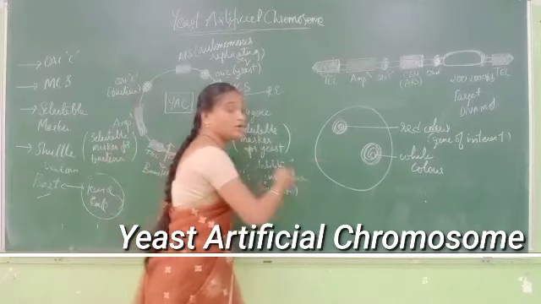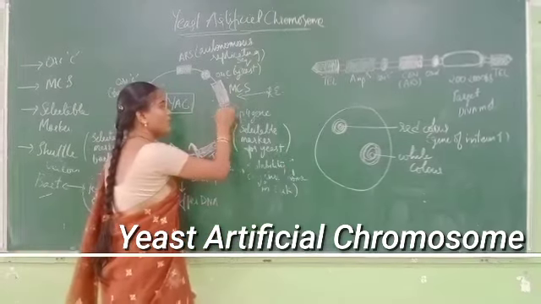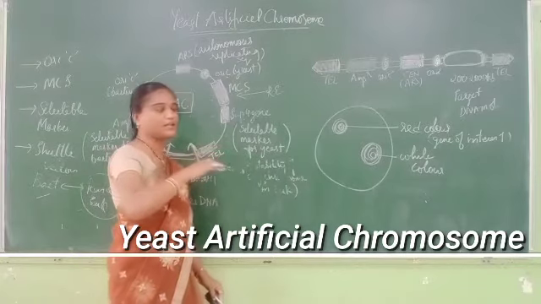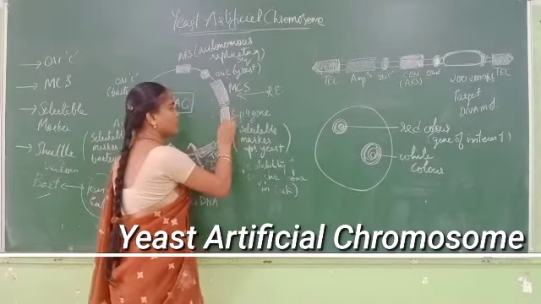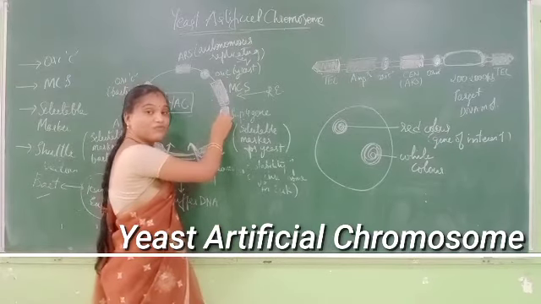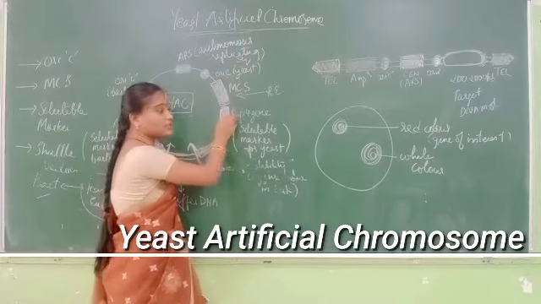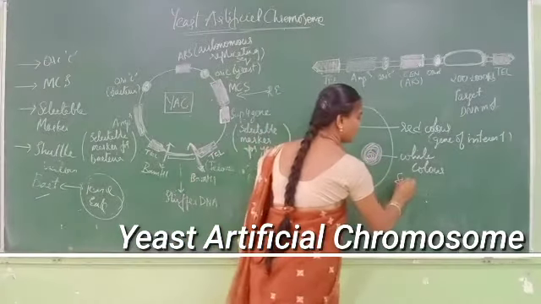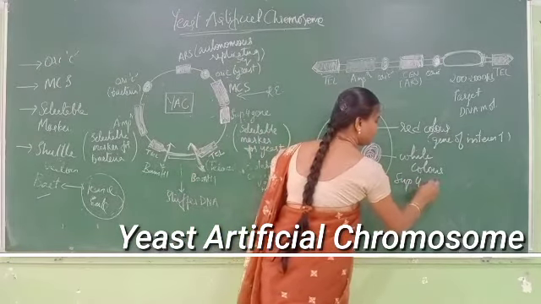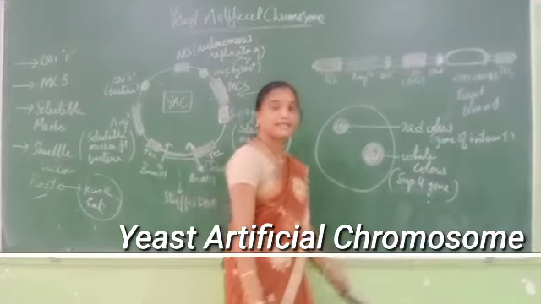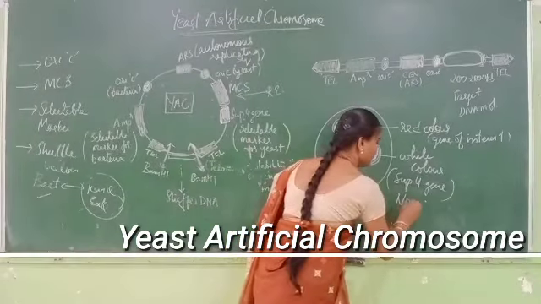White color colonies indicate that, as I said earlier, this SUP4 suppresses your red color. So when no rDNA molecule is inserted in this SUP4 gene, when no transformation is observed, the white color colonies indicate that the SUP4 gene is present. So the presence of the SUP4 gene means no target DNA molecule.